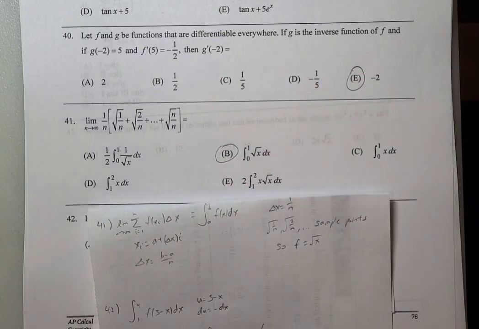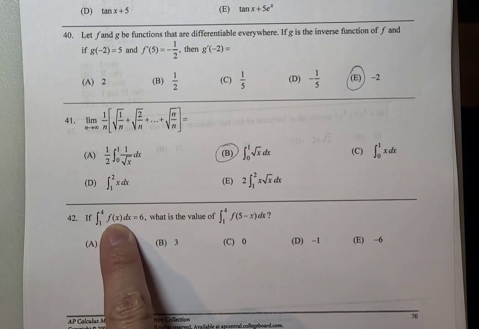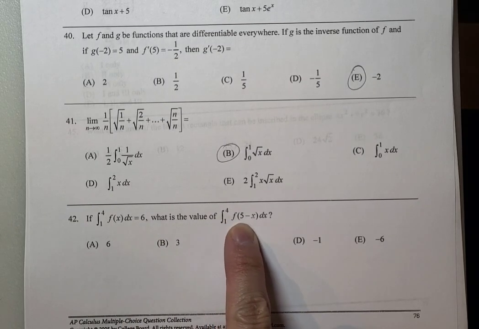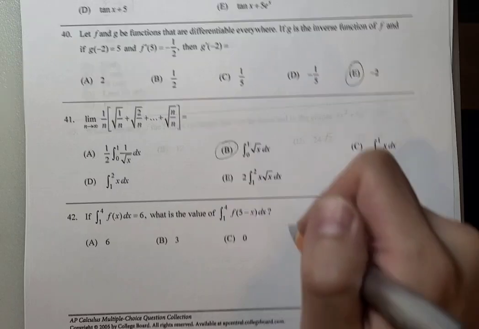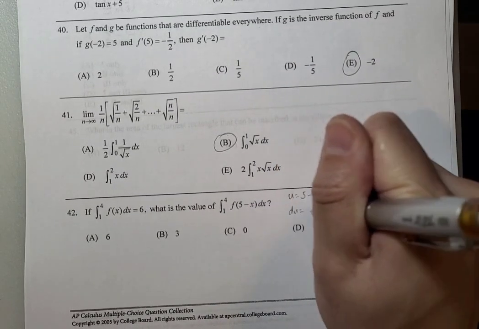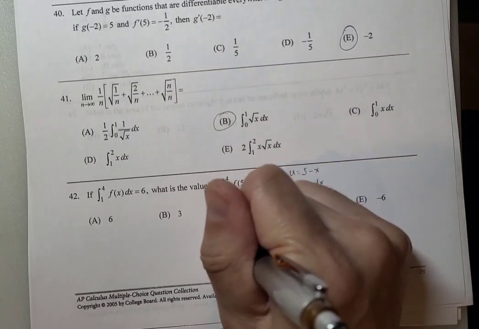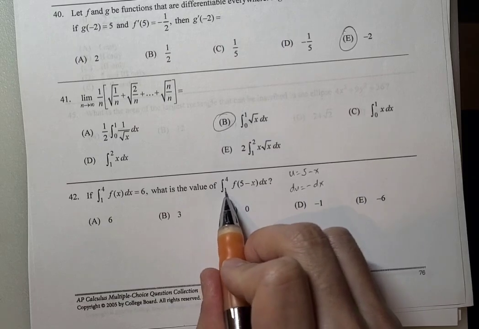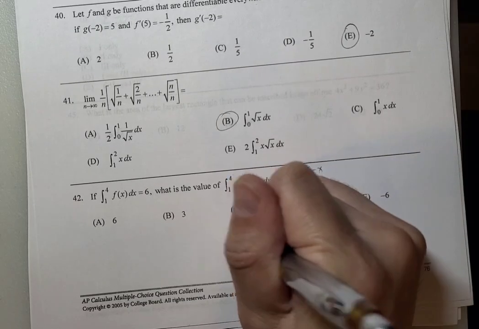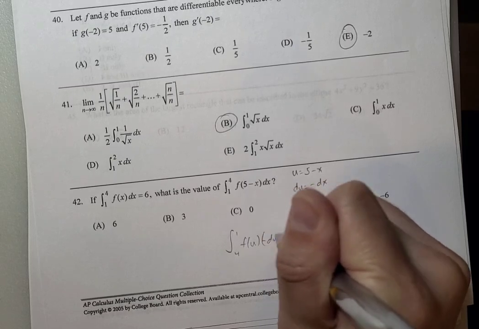So that's that. Okay? This one, if the integral from 1 to 4 of f of x dx is x, what's the value of the integral from 1 to 4 of f of 5 minus x dx? We can make a substitution. u is 5 minus x. du would be negative dx. So our integral becomes, when x is 1, u is 4. When x is 4, u is 1. f of u times negative du.